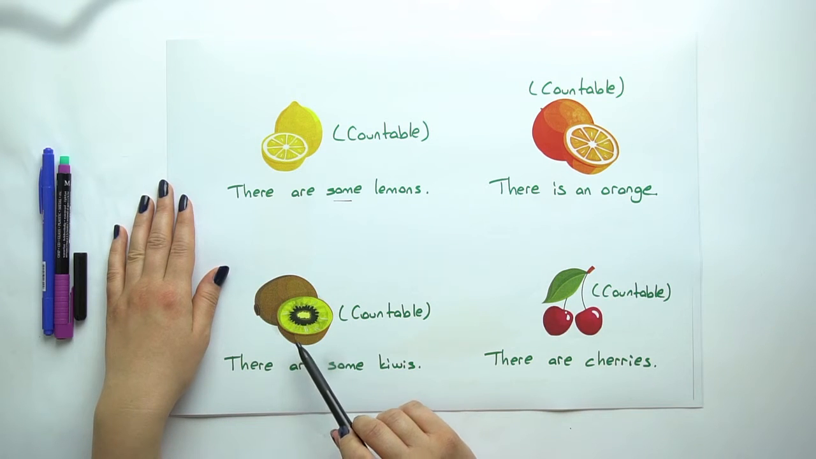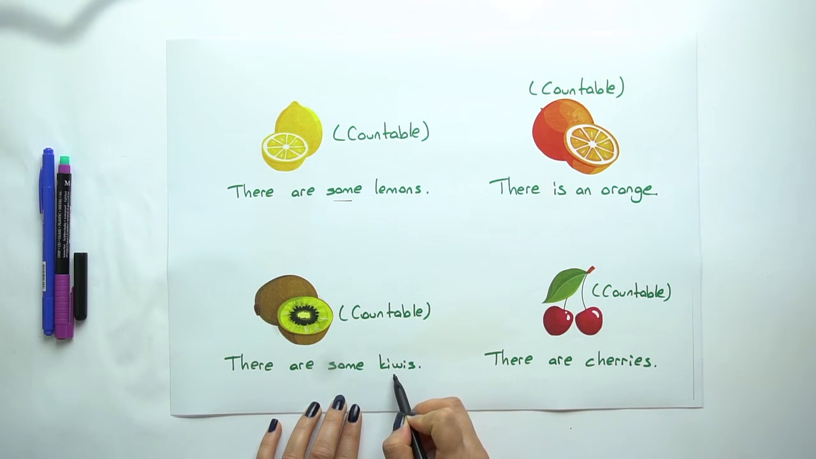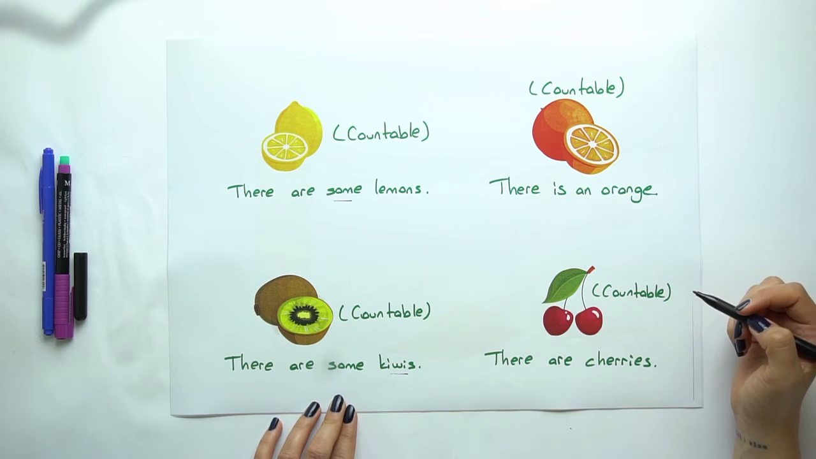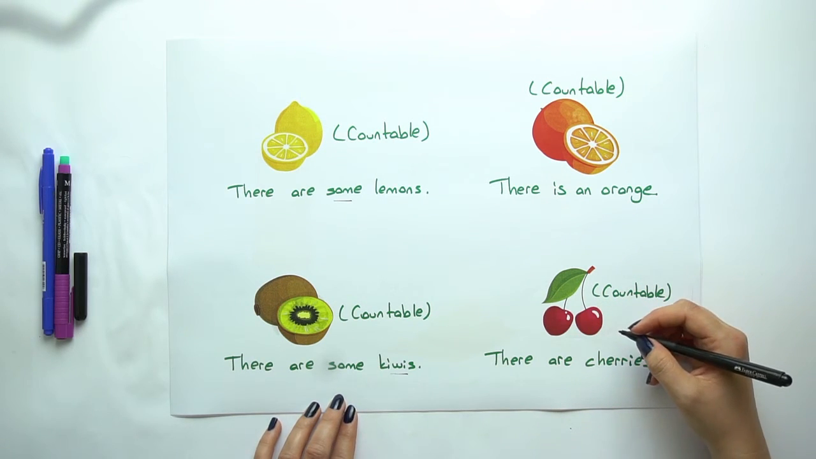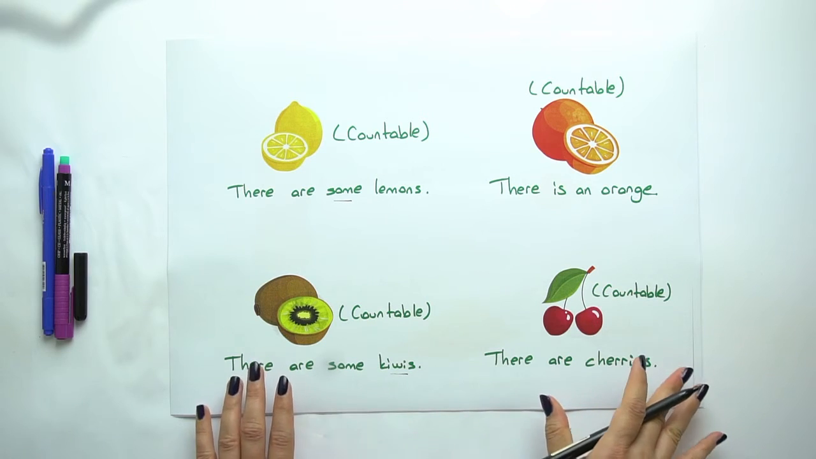Next one, kiwi, okay, it is countable. So we can say there are some kiwis. Next one, cherry. Cherry is countable, so that's why we can use there are cherries. We can use the plural form of this noun.